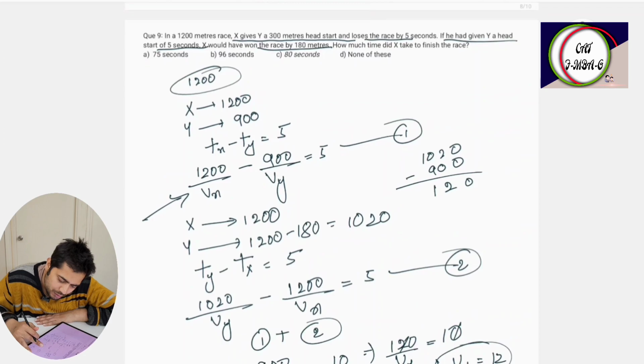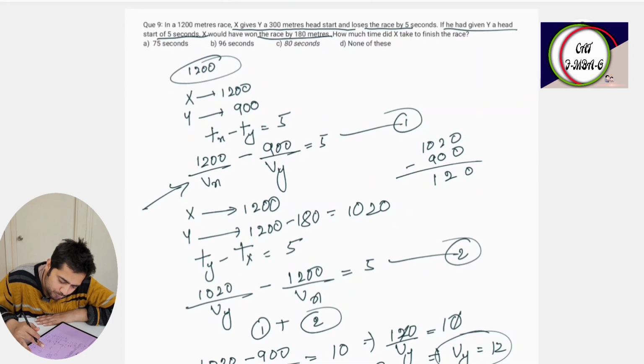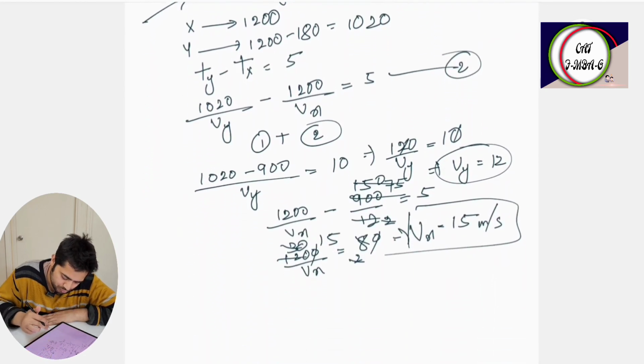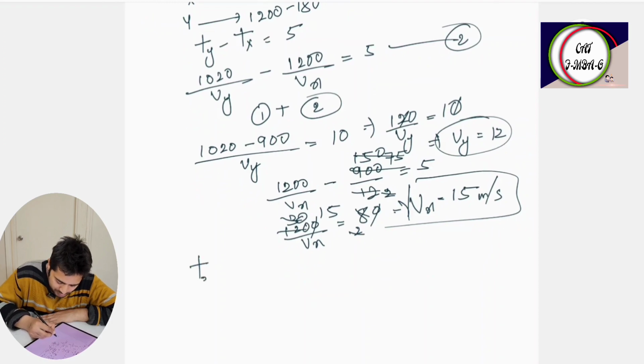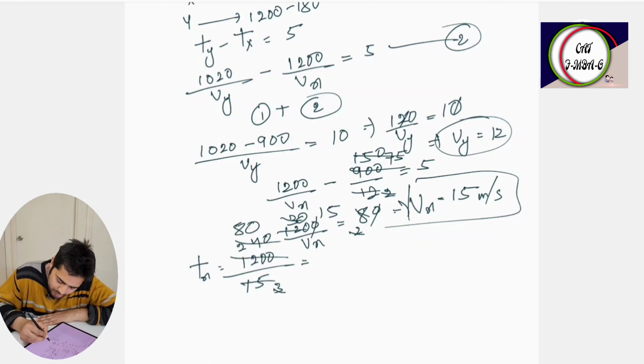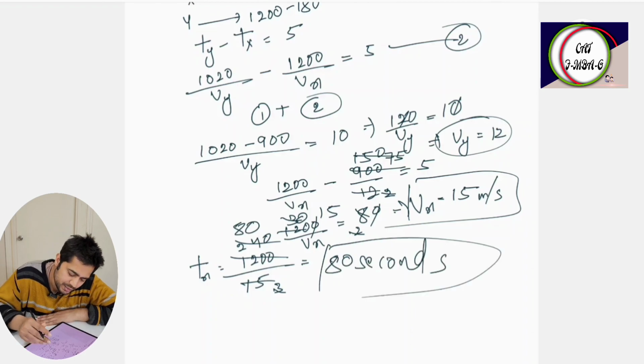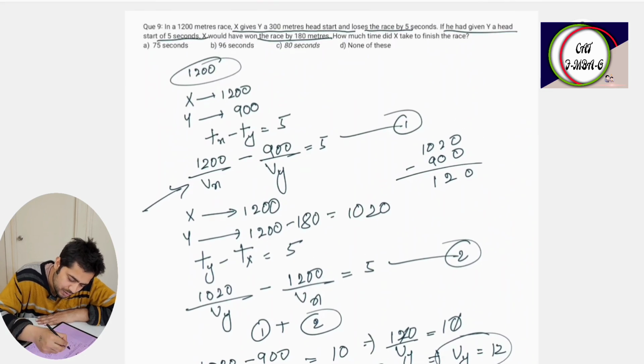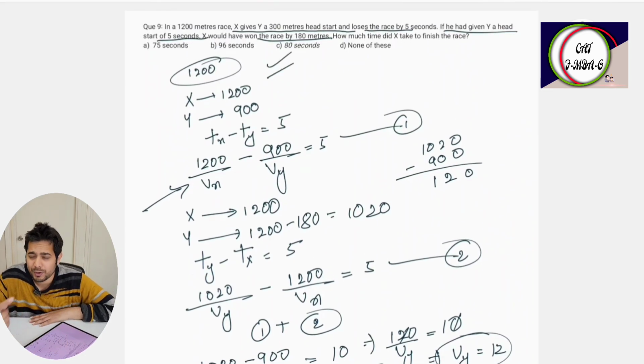What we have to find out: how much time did X take to finish the race? So Tx is equal to 1200 by Vx, which is 1200 by 15, so 80 seconds. 80 seconds is the right answer. Yeah, option number C. Let's see the final question of today.